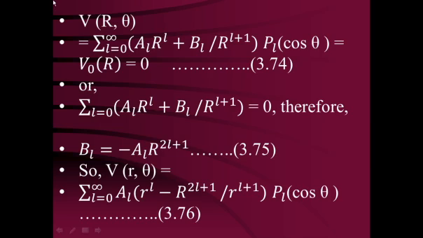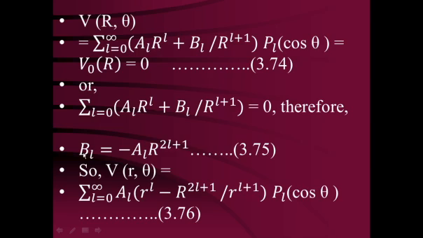So, the sum over L from 0 to infinity of A_L R to the L plus B_L upon R to the L plus 1 is going to be 0, because here it depends upon R only. This function is going to be 0 because there is no variation with R. So, the first term has to be 0. That means we can conclude that A_L R to the L plus B_L upon R to the L plus 1 is going to be 0.